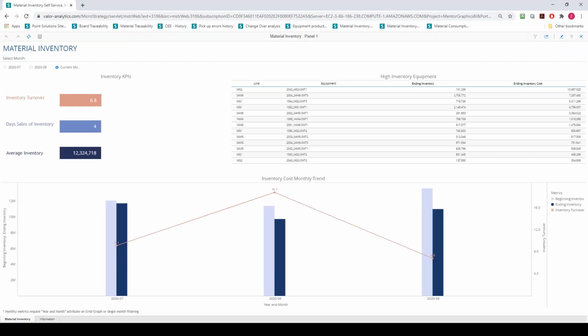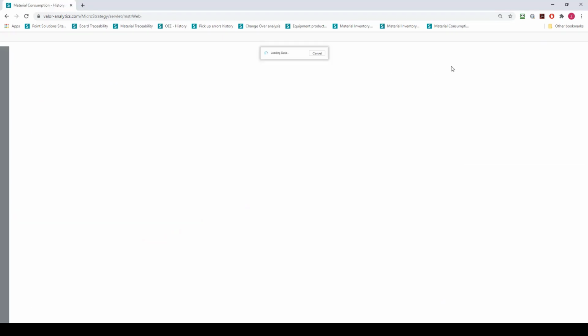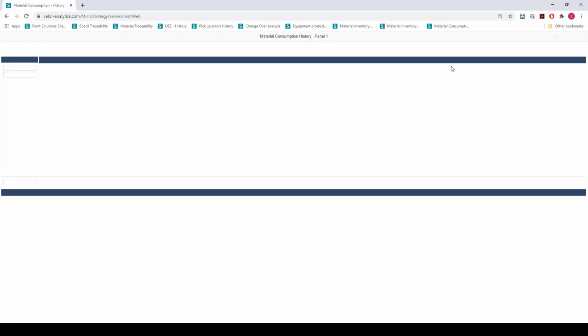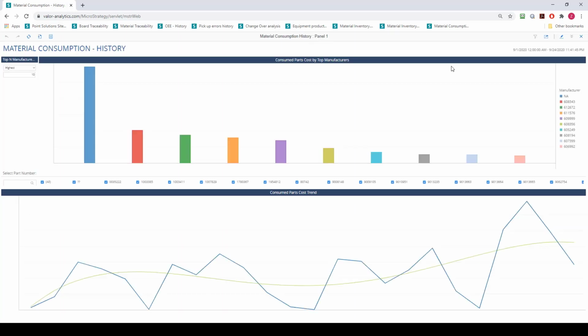The next material inventory report focuses on inventory turnover KPIs on a month-to-month basis. The report shows the average number of days to turn over the inventory, days sales of the inventory, the average inventory value for the month, a chart of the beginning and ending inventory value by location, and a graph showing the trend over several months. The final sample report shows material consumption in the factory.